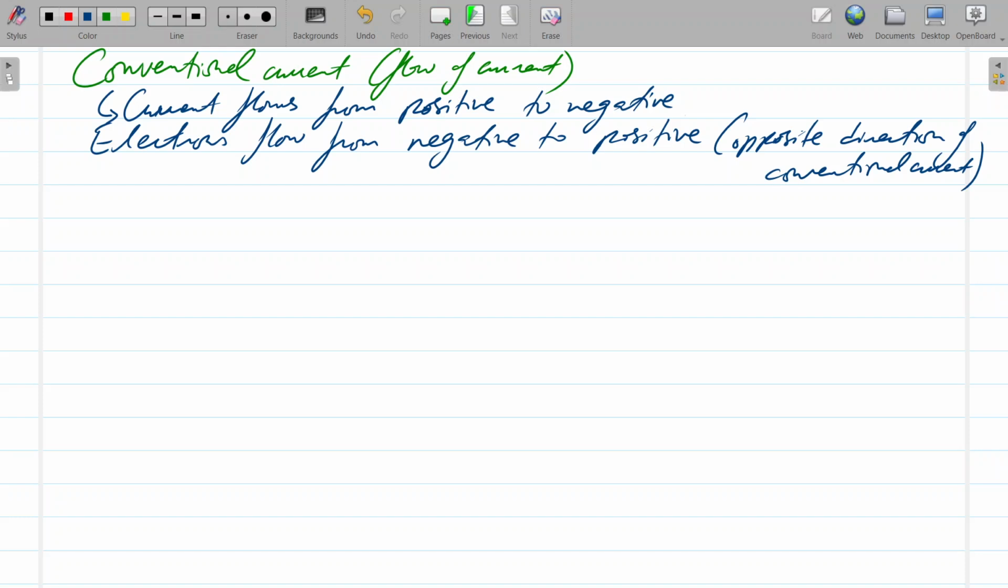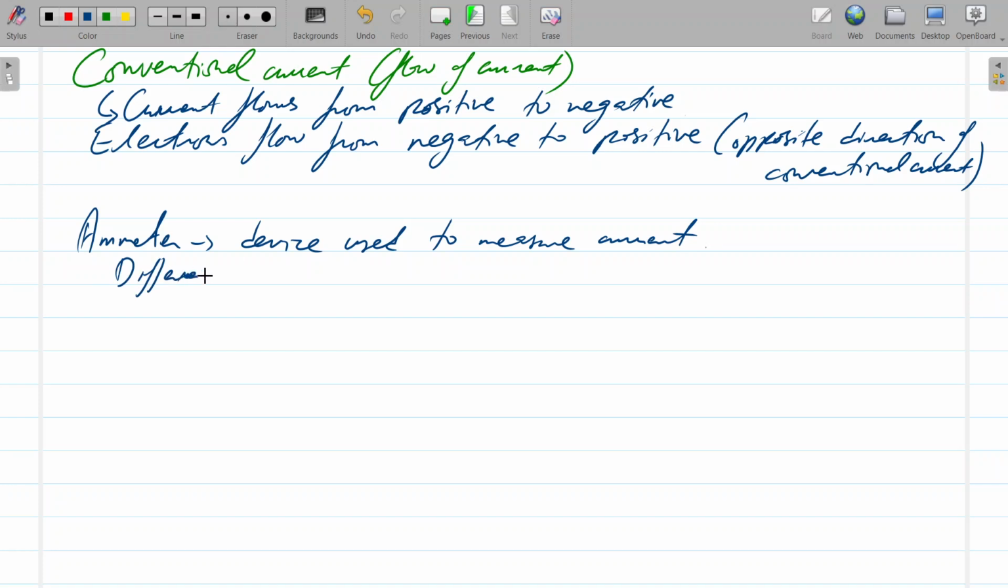Okay. The next thing is really simple, right? I'm just going to measure in passing. So we talked about the ammeter, right? An ammeter is the device used to measure current. There are different types of ammeters. They have different sensitivities. Sensitivity means how small of a current they can detect.